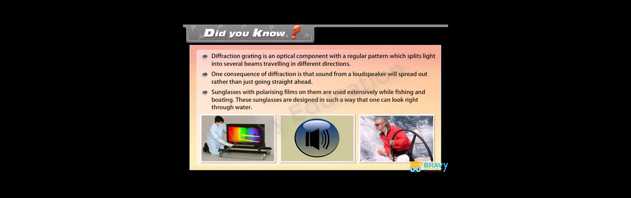Did you know? A diffraction grating is an optical component with a regular pattern which splits light into several beams traveling in different directions. One consequence of diffraction is that sound from a loudspeaker will spread out rather than just going straight ahead. Sunglasses with polarizing films on them are used extensively while fishing and boating. These sunglasses are designed in such a way that one can look right through water. Reflection of waves off seawalls or other barriers can cause an interference pattern called a standing wave. In standing waves, crests do not move laterally.